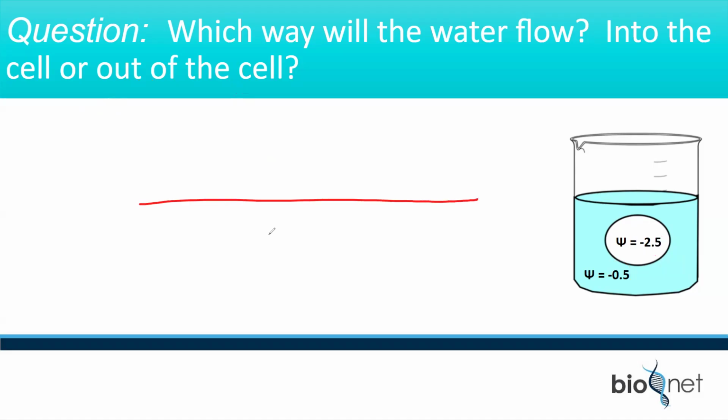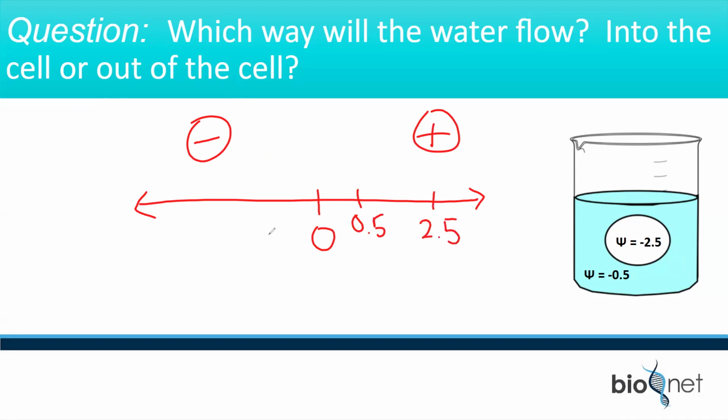So I'm going to use a number line to help us understand this. We're probably familiar with number lines from our math classes. 0 is going to be in the center. These are going to be positive numbers over here. These are going to be negative numbers on my number line. And so just a thought question here. Which number is bigger, 0.5 or 2.5? Okay, obviously 2.5 is a bigger number than 0.5.